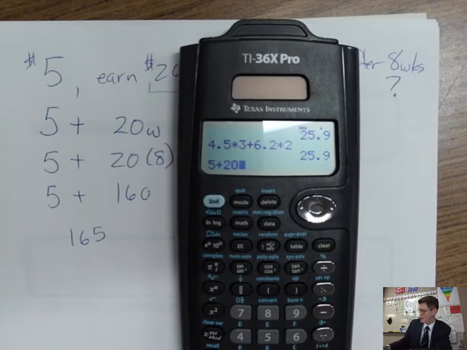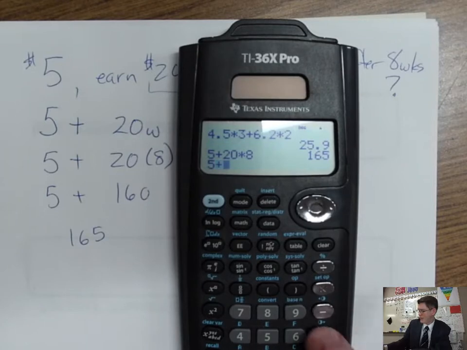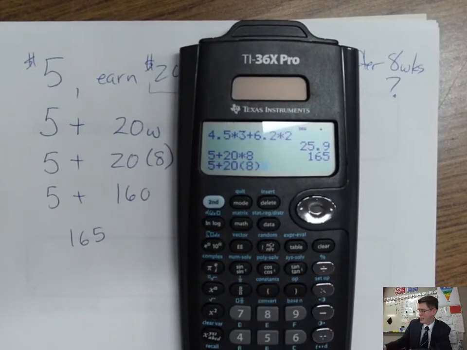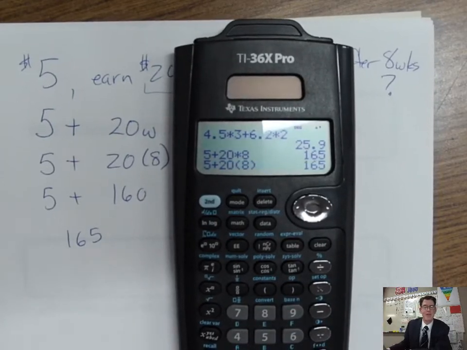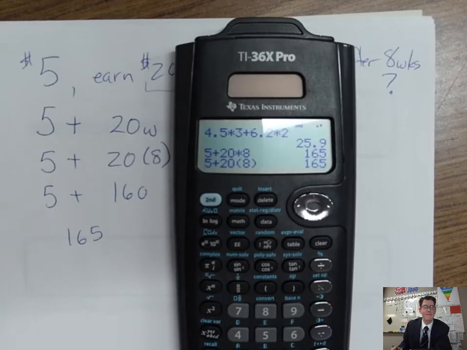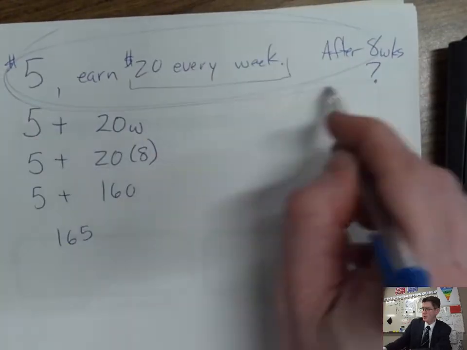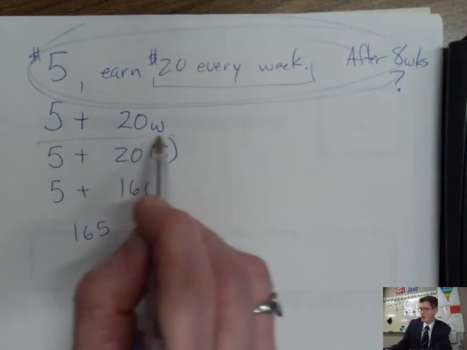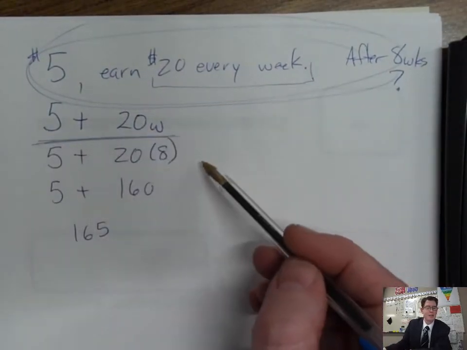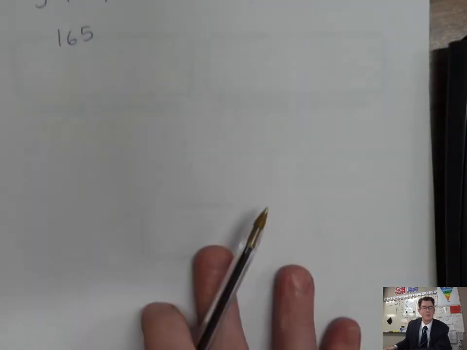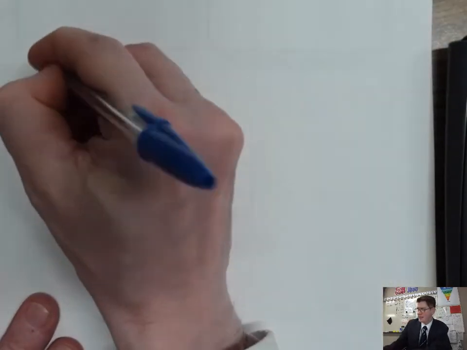5 plus 20 times 8, or 5 plus 20 eights. It's the same thing. In math, it means exactly the same thing. So it's just a matter of being able to turn the words that they're saying into an expression to then put the number into. What if you start with 10 chickens?